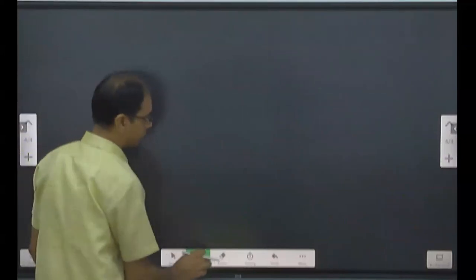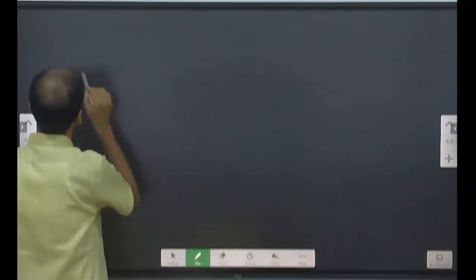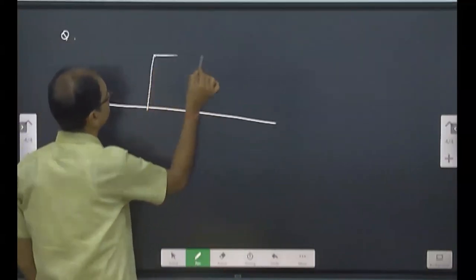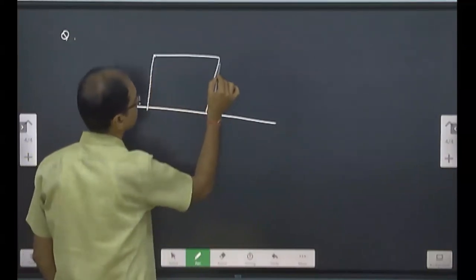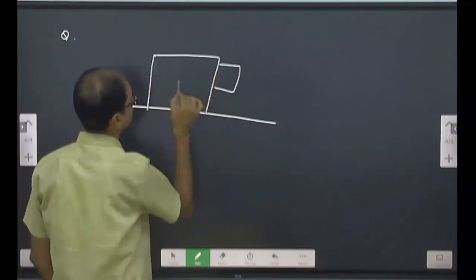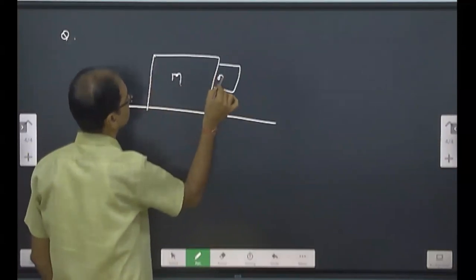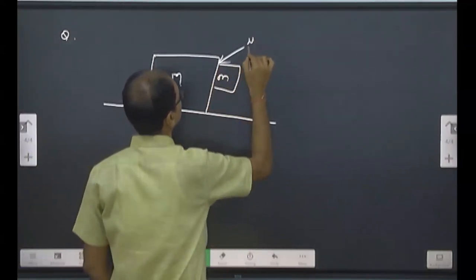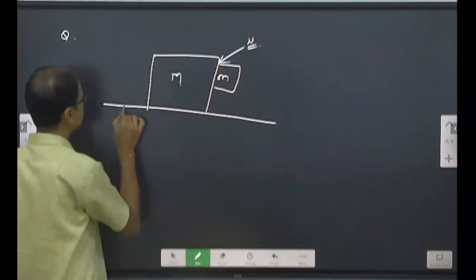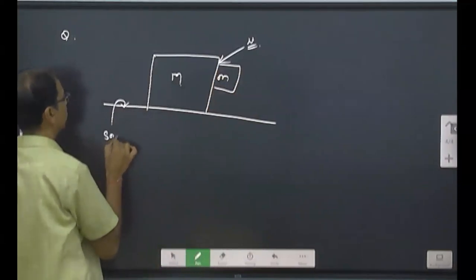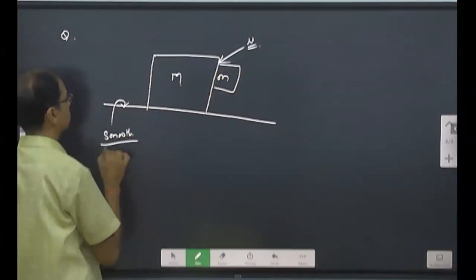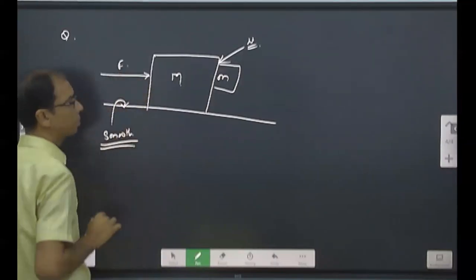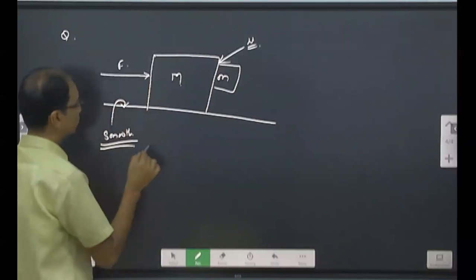Okay. See now, another one. So here is one box, and with this there is one more box attached. Its mass is small m, and the coefficient of friction between these two is mu. This is smooth, so there is no friction. Okay, the question asked from us: what should be the value of F?